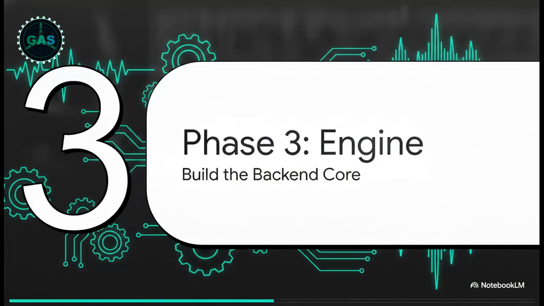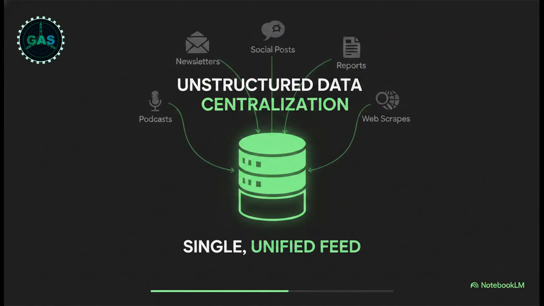Next up is Phase 3, Engine, building the back-end core. With the front end established, we now engineer the heavy lifting. Rather than writing custom back-end code from scratch, you want to leverage visual, no-code automation platforms. You construct a workflow that continuously aggregates scattered data, say trending subreddits or industry newsletters, and funnels all that chaos right into a single, structured pipeline.